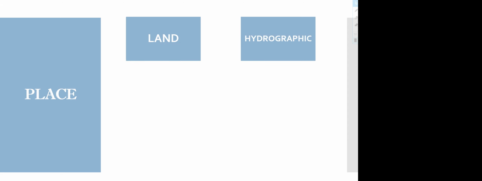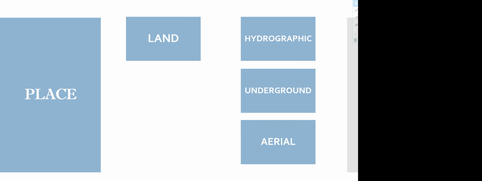Okay, then place. Place has one as the land surface, then you have the hydrographic areas or the ocean areas where you will have to do all the ocean related surveying. Then underground surveying, a lot of which happens. Then you have the aerial survey, where you use a lot of aircraft to do all those surveys.